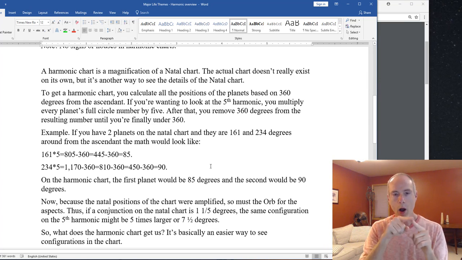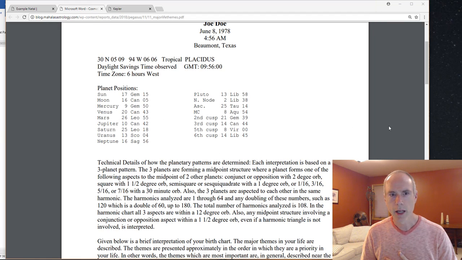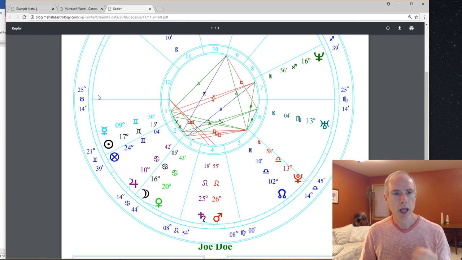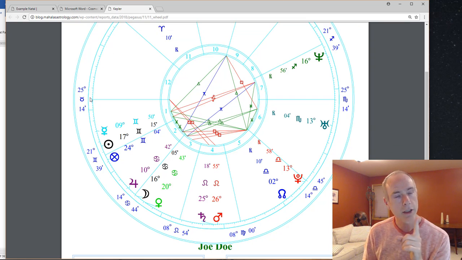So on the chart, we'll look at a chart here. If you take a typical chart, on the ascendant, you start out at 0. And as you go around the chart, every sign or every house, depending on if they're equal or not, is going to be 30 degrees until you get all the way around to the other side and you're at 360 degrees.